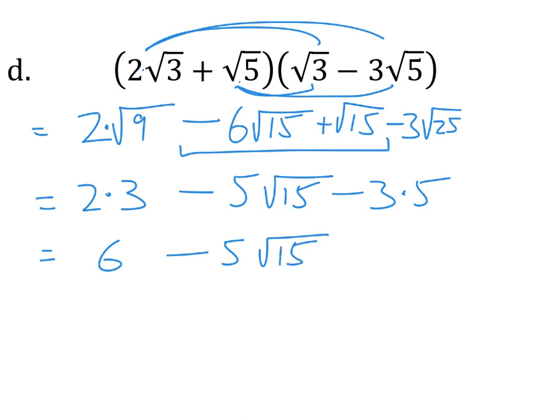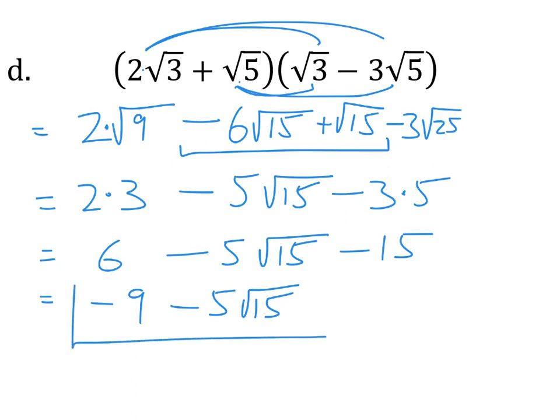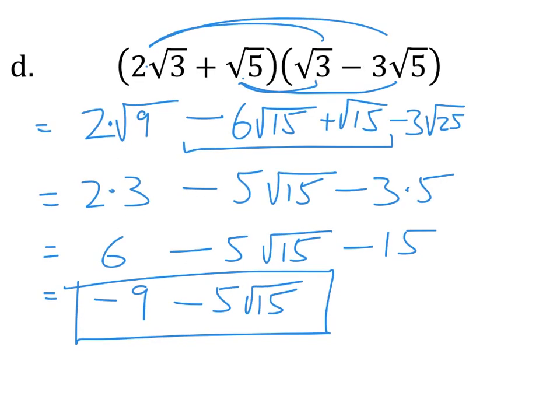That's 2 times 3 is 6. 3 times 5 is 15. And then almost there, 6 minus 15 is negative 9. And we got the minus 5 square root of 15. Is there any perfect square that goes into 15? No. You can't simplify it. You got to check, but we can't simplify it.